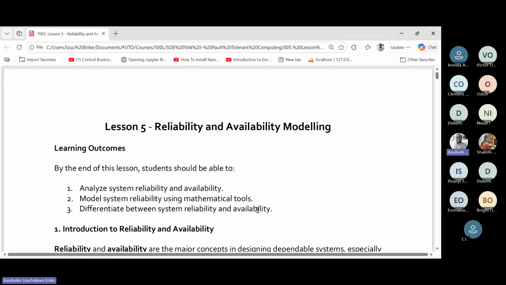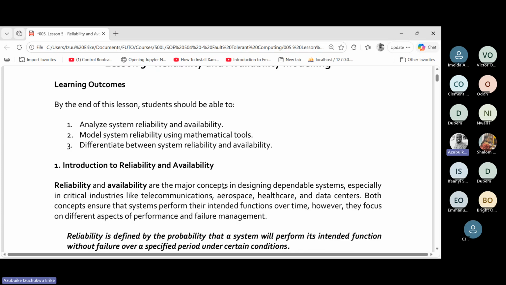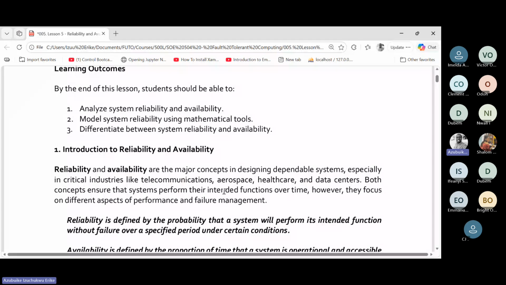So first, the objectives: by the end of the lesson, you should be able to analyze system reliability and the availability. And when we talk about the word analyze, we are simply talking about computing it, in numbers. So you can see for sure that this system can last for 1,000 hours, 50 hours, and so on and so forth before it fails.